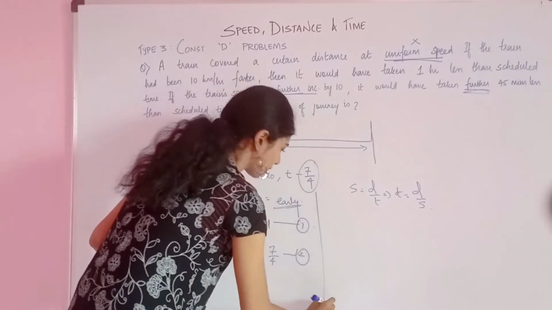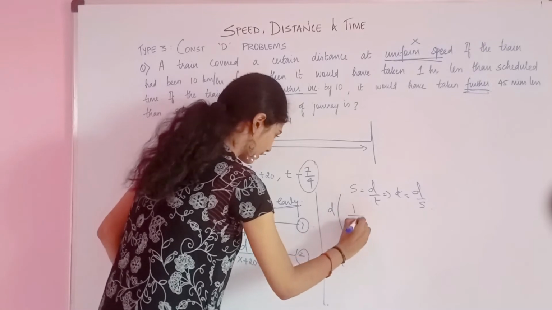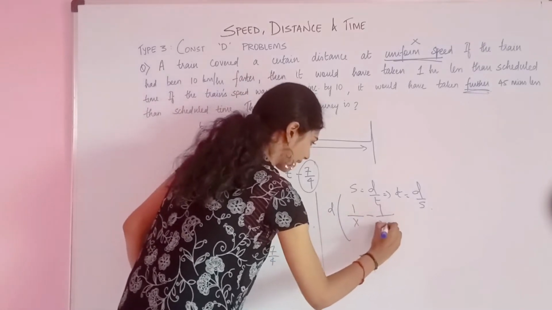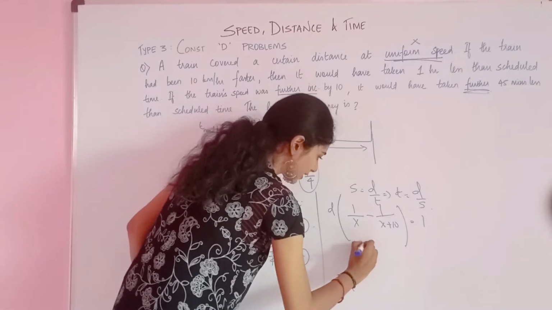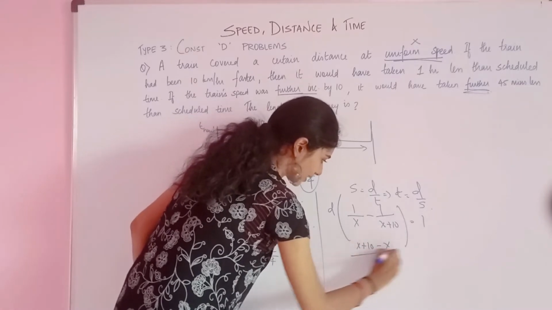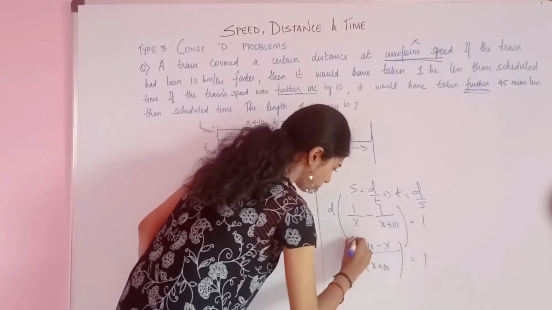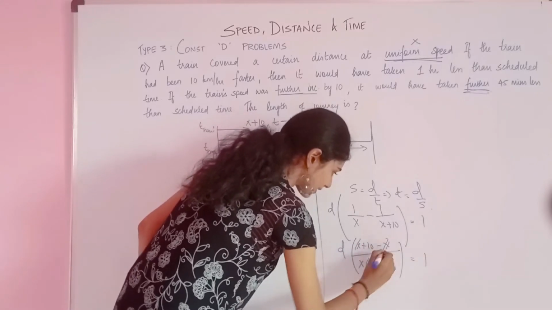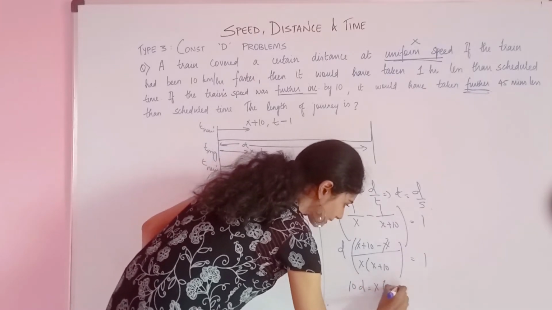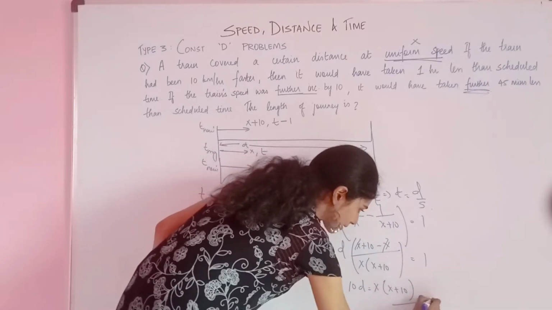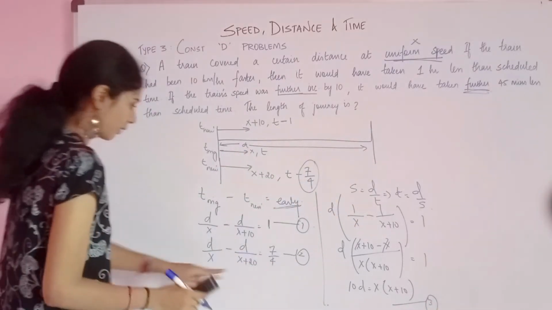Let's simplify the first equation. Let's take d common. It is d into 1 by x minus 1 divided by x plus 10 is equal to 1. So x plus 10 minus x divided by x into x plus 10 is equal to 1. So x gets cancelled, and 10d is equal to x into x plus 10. Let this be equation number 3. Fine.